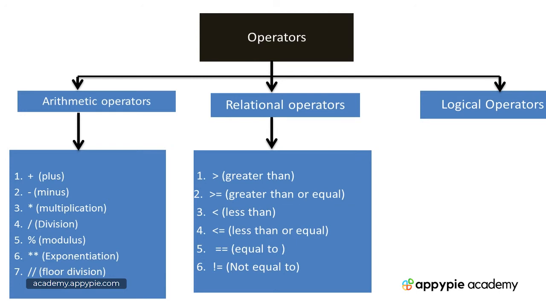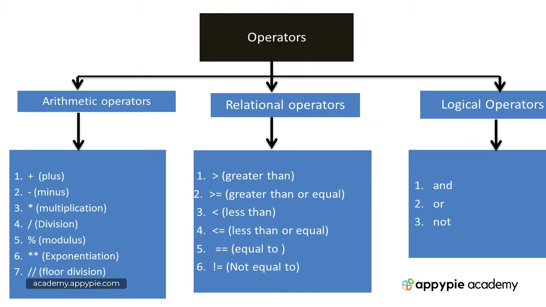Relational operators are basically used to compare operands. So it's greater than or equal to, less than or equal to. Double equal to is used to compare the equality of two operands. Then at number 6, there is not equal to. Logical operators: there are three logical operators, and, or, not. I will explain logical operators after a short while.